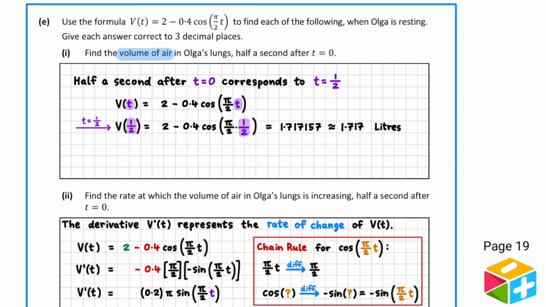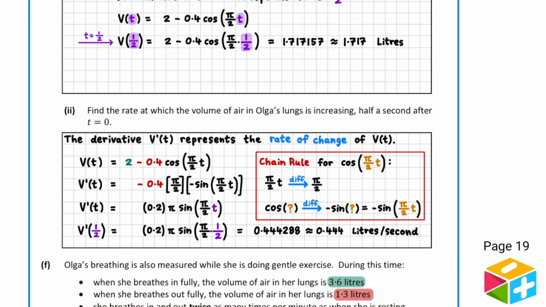Ensuring that our calculator is in radians mode, we can perform this calculation and obtain the answer 1.717157. Since we were asked to round to 3 decimal places, the final answer here is 1.717 litres. In part 2, we're asked to find the rate at which the volume of air in Olga's lungs is increasing half a second after t equal to 0.